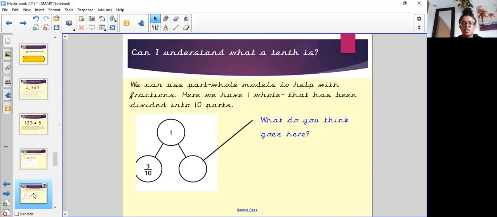Let's see what the next question says. So we can use part-whole models to help with the fraction. Here we have 1 whole that has been divided into 10 parts. So 1 whole, and it's been divided into 10 parts. So we've now got 3/10.